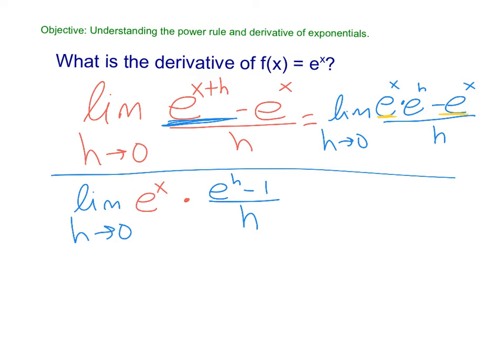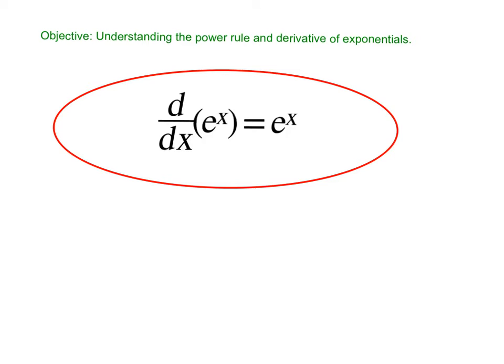So now we have to use a calculator. We don't really have a good way of doing this. So the limit as h approaches 0 of the e to the x is just e to the x. Check this out in the calculator because we don't really have a way to do it right now. It's just 1. So really, really important: the derivative of e to the x is e to the x. It's its own derivative. So make sure you write that down. Again, memorization stuff.